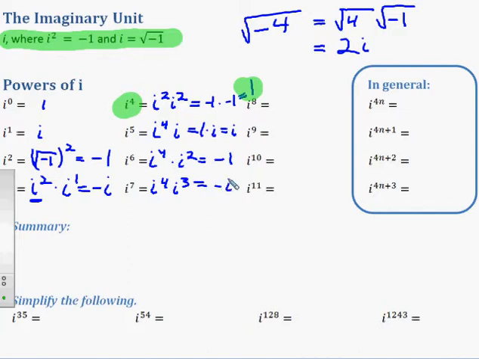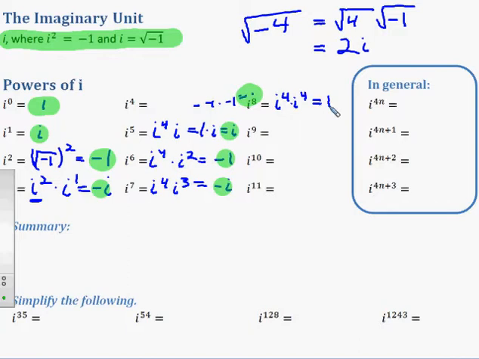So I want you to look at a pattern here. We have 1 and 1. I messed up a little bit there. We have I and I, -1 and -1, -I, and this pattern will continue. So we'll see I to the eighth, we could think of I to the fourth times I to the fourth, which is 1 times 1, which is just 1. So we see that pattern continues.